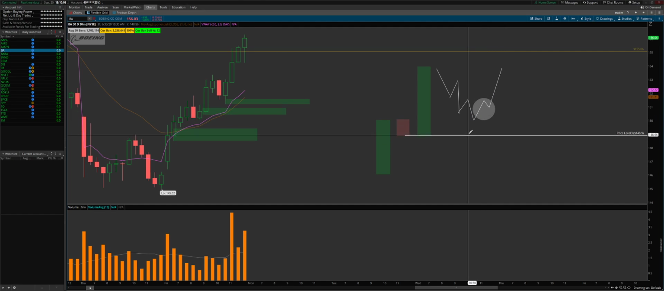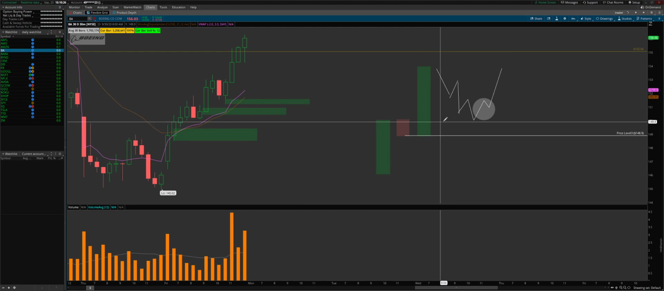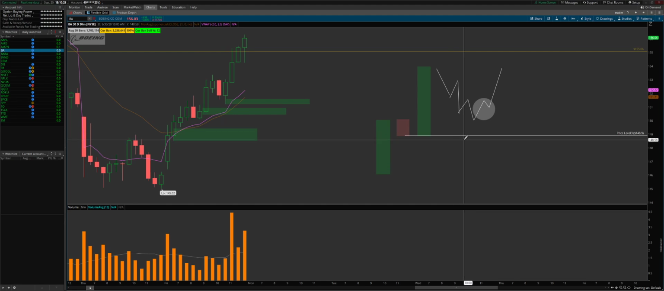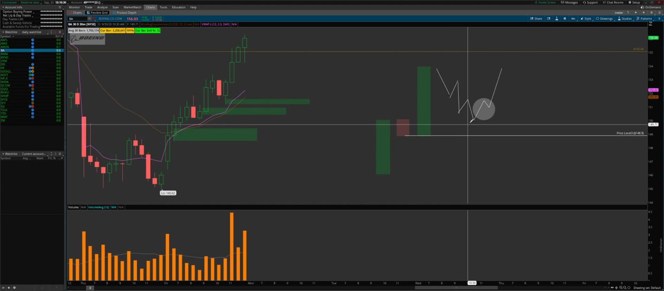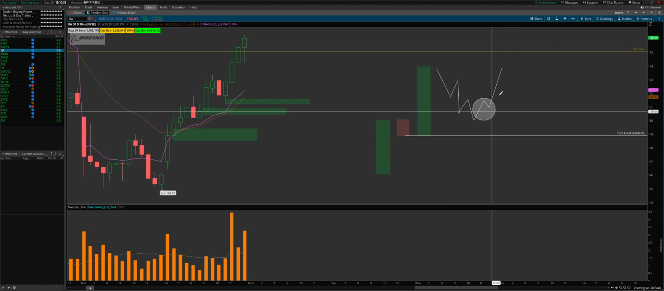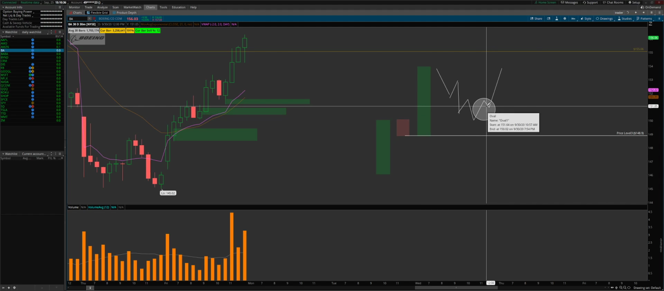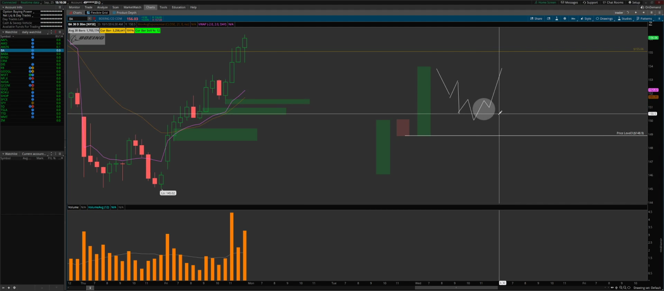But to be safe, your stop should still be at the bottom of the demand zone or whatever zone you're playing, because who knows, it might take a little longer for this zone to play out. You don't know how the zone is going to play out.